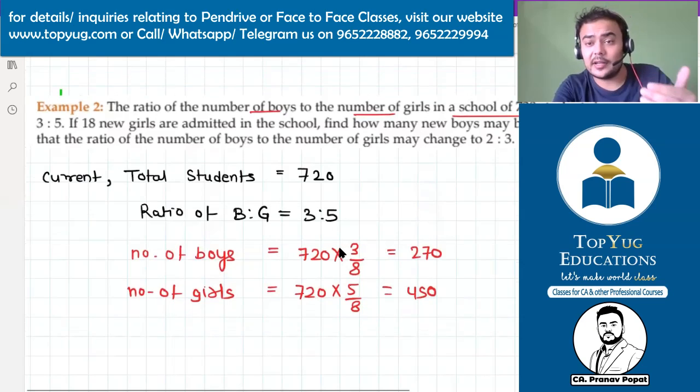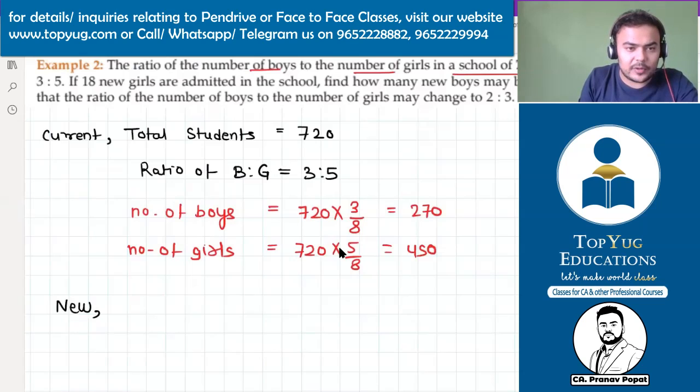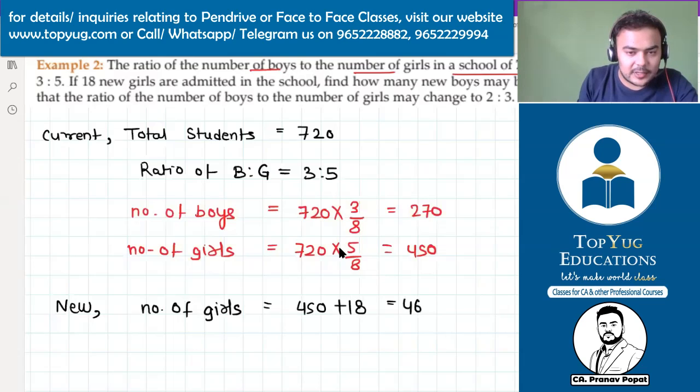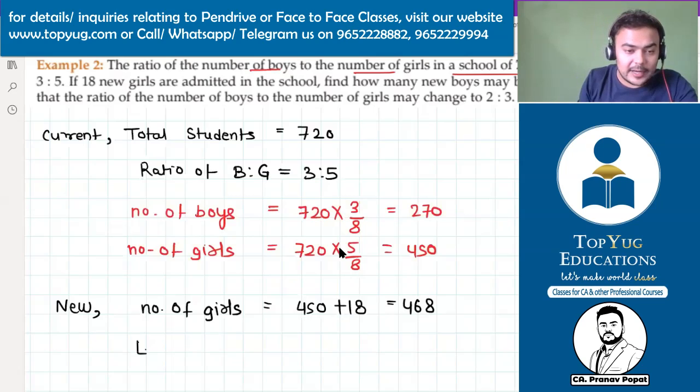Now they are saying that 18 new girls are admitted. So now I'm looking into the new strength, first for the number of girls. The number of girls will become 450 plus 18, which is 468. They are asking how many new boys should be admitted so that the ratio changes to 2:3. So let the new boys admitted be X.